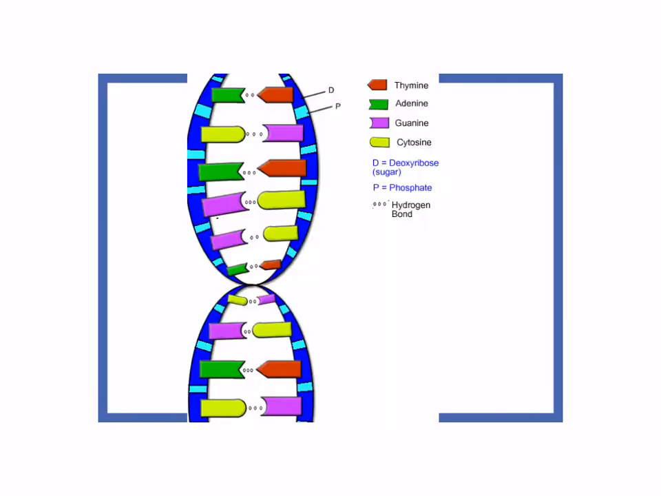Just to remind you of the structure of DNA, as we've discussed, DNA is composed of a strand of many smaller pieces called nucleotides. Each nucleotide is composed of a sugar called deoxyribose, a phosphate group, and one of these four nitrogen bases, either thymine, adenine, guanine, or cytosine, and each strand is held together by these hydrogen bonds represented in the center of the molecule.